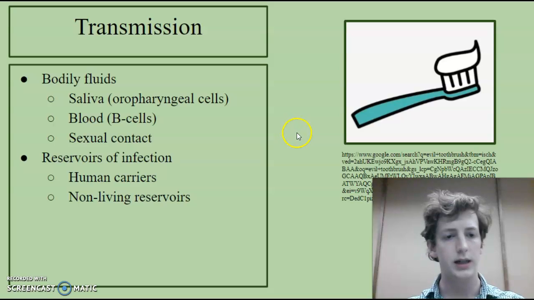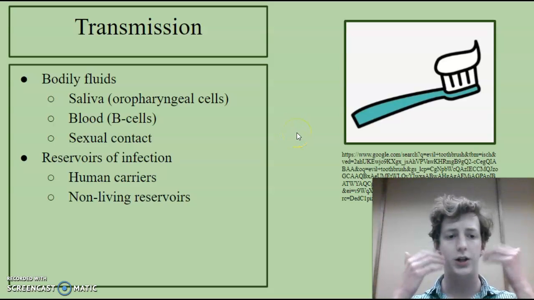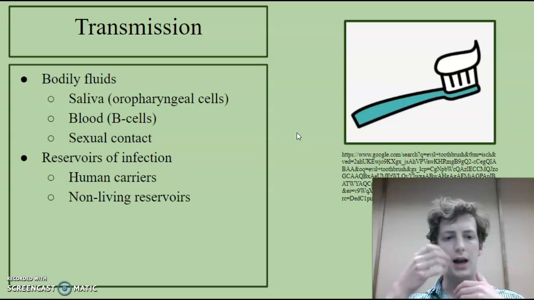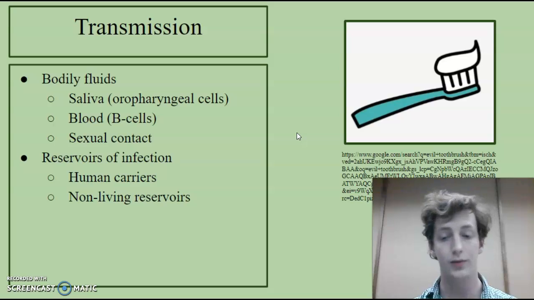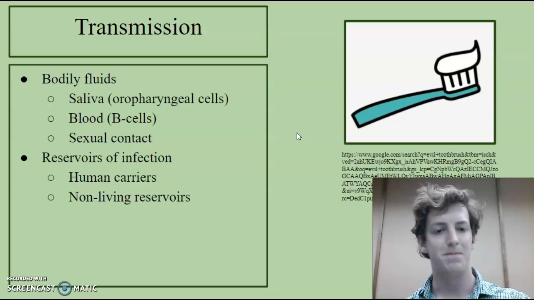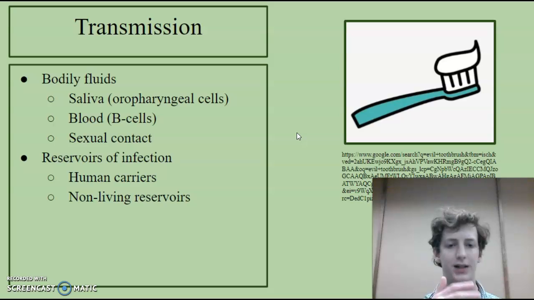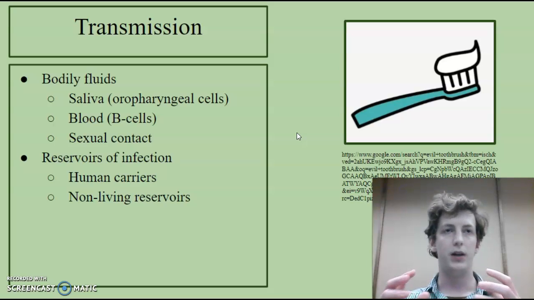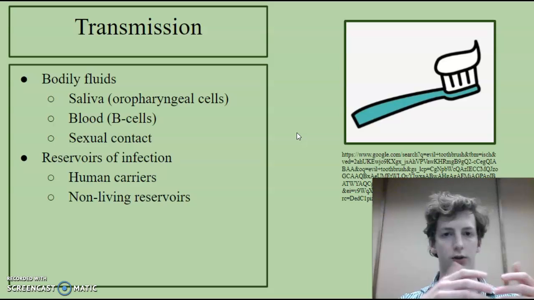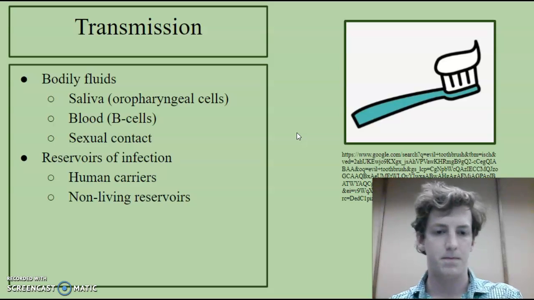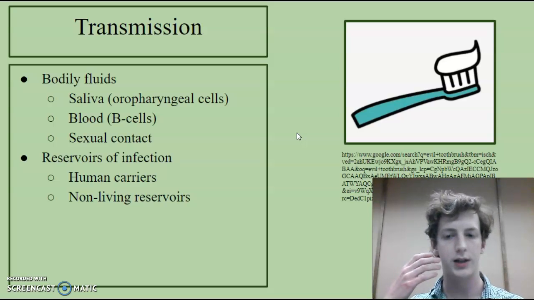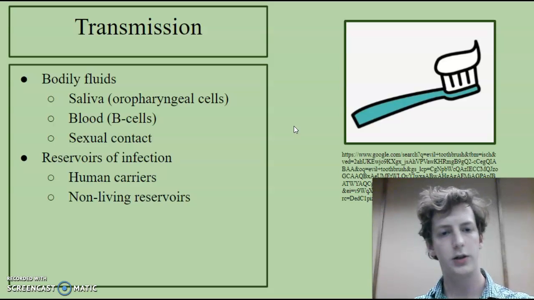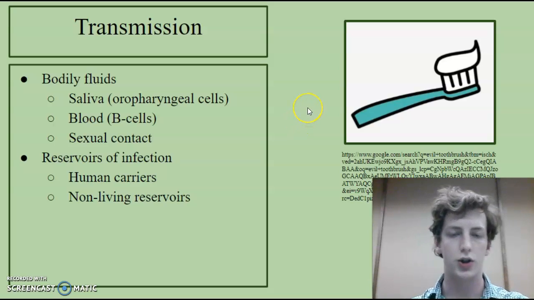EBV is shed continuously into the saliva, like I said before, and that replenishes the regular virus level every time the infected host swallows, which is about once every 2 minutes under regular circumstances. So it can be transmitted by blood by those infected B cells, because again, it infects the B cells in the peripheral blood, the blood that's in circulation. Or it could spread by saliva, because your body is shedding oropharyngeal cells into the saliva.